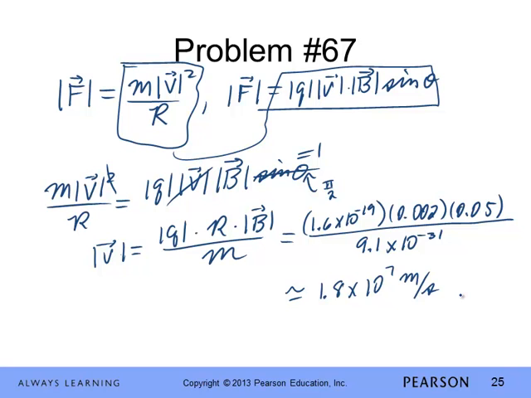You can cancel one factor of the speed from both sides and then solve for the remaining factor of speed on the left by multiplying both sides by r, divide by m. And you know all four of these quantities, don't you? So plug in the numbers and it works out to be about 1.8 times 10 to the 7th. And because the quantities given are in standard SI units, the resulting speed is going to have units of meters per second, right? Okay.